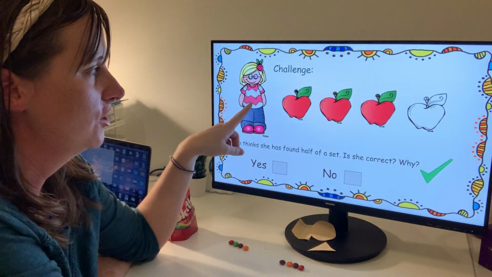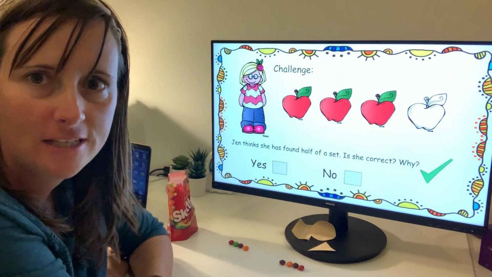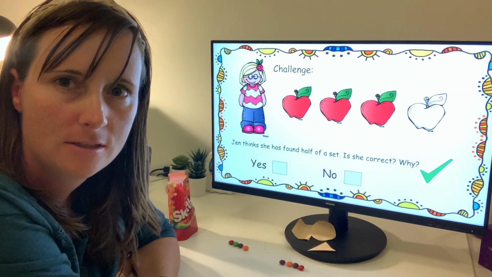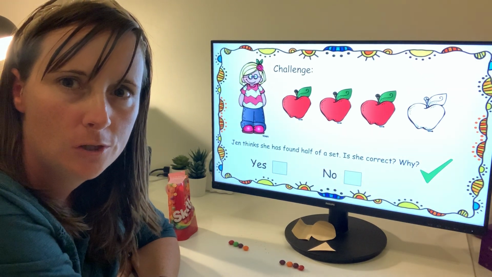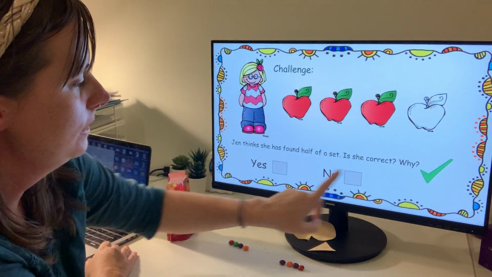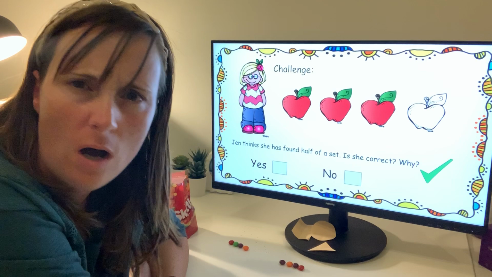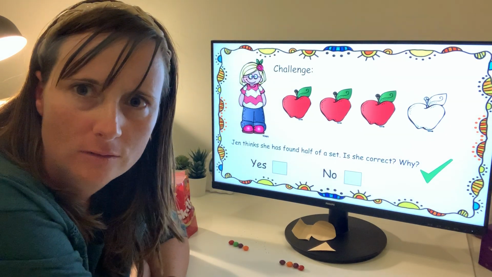So Jen thinks that she's found half of the set. She thinks she's coloured half of the set. Is she correct? Yes or no? So you have to move the tick into the yes or the no box. And then I want you to tell the person you're with why. Why is she right and why is she wrong?